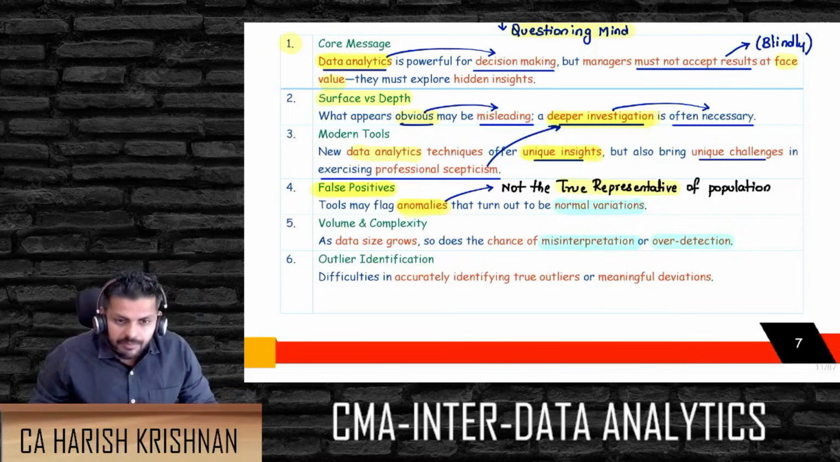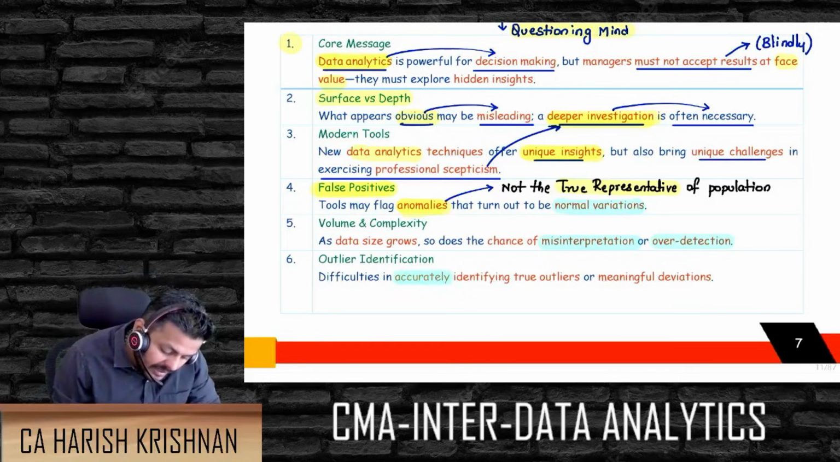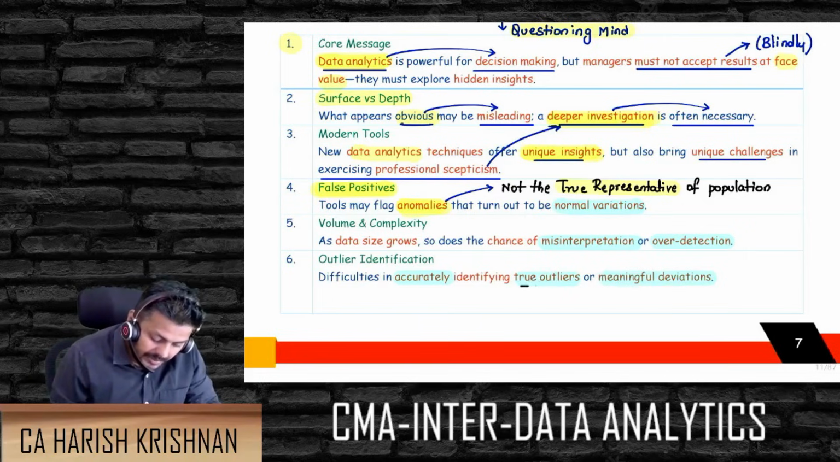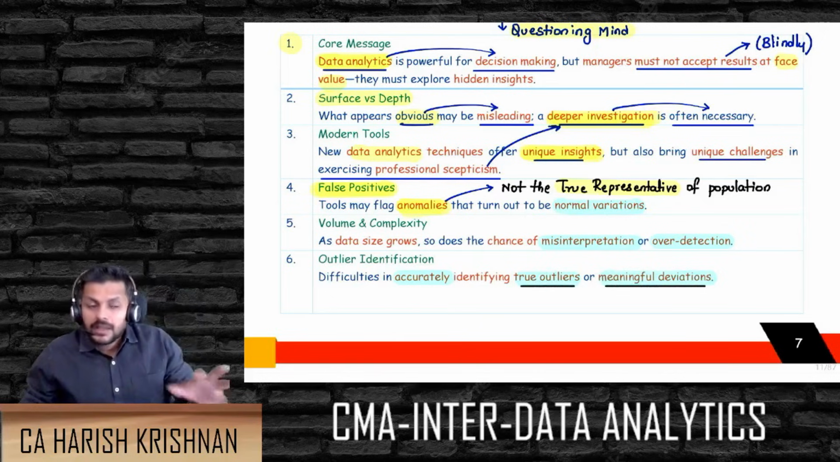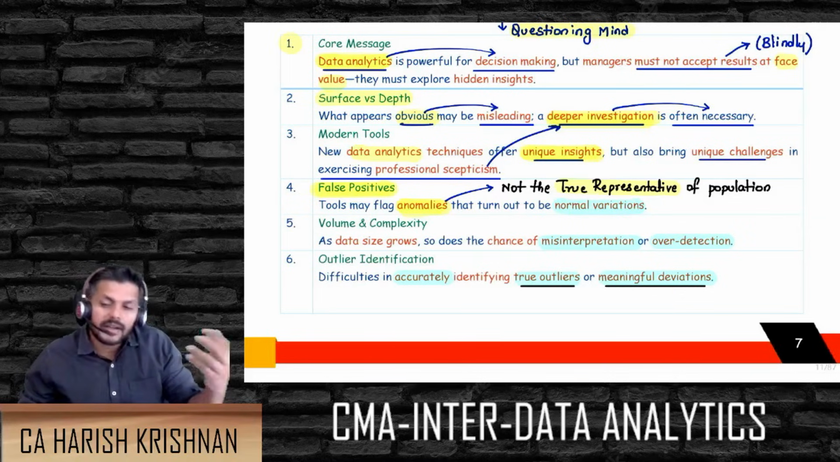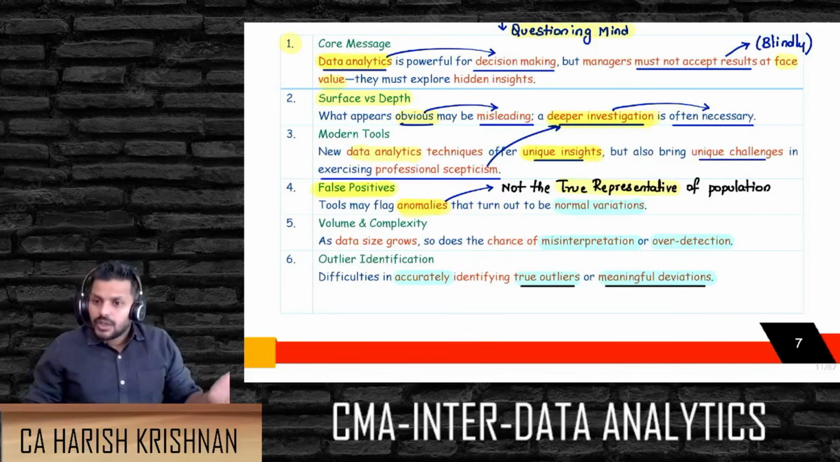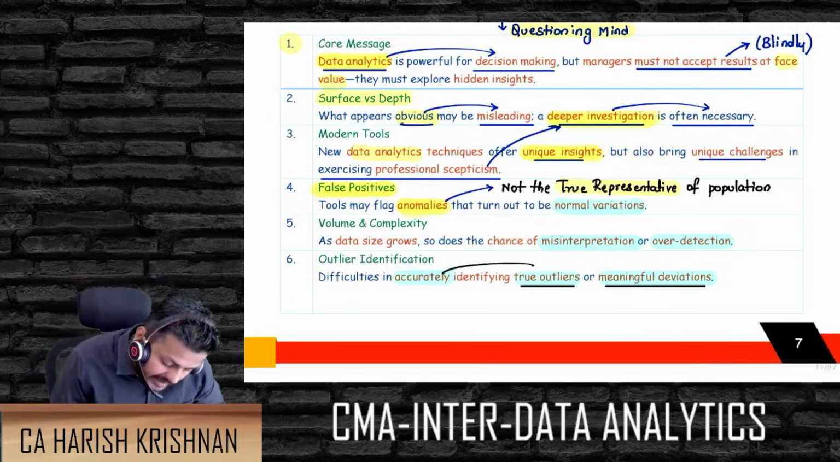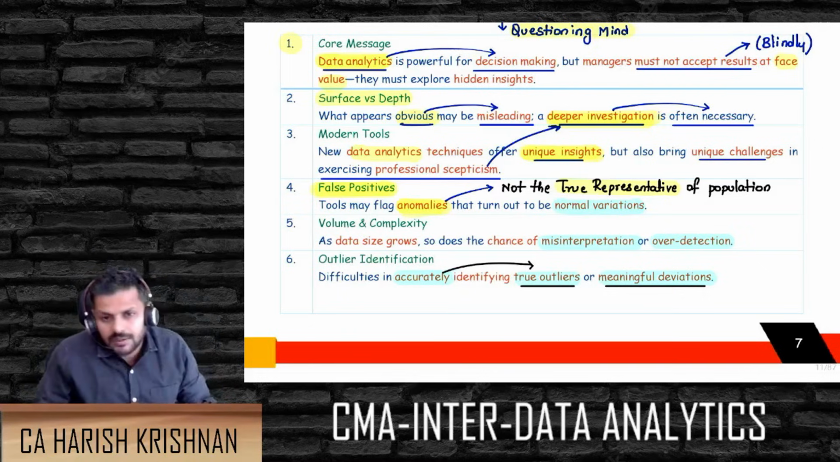And a very important point: difficulties in accurately identifying the true outliers or meaningful deviations. Outliers, you know the normal meaning of the word, something that doesn't fit in the normal. If 100 people are there, and 5 people are doing things differently from the other 95, these 5 people are called outliers, right? So like that, identifying which are the true outliers sometimes is also a challenge. Difficulties are there in accurately identifying what are the true outliers or any meaningful deviation.